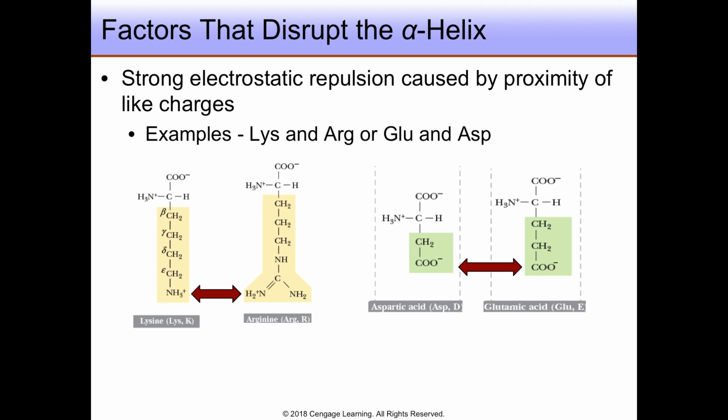Other factors that might disrupt an alpha helix would be strong electrostatic repulsion from adjacent side chains carrying like charges. Examples include adjacent lysine and arginine residues, or adjacent aspartate and glutamate residues.